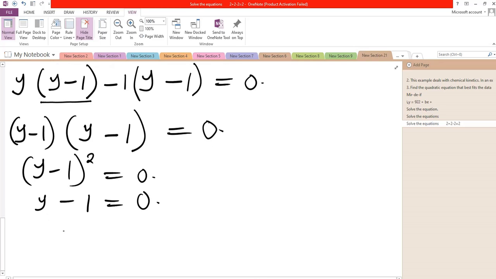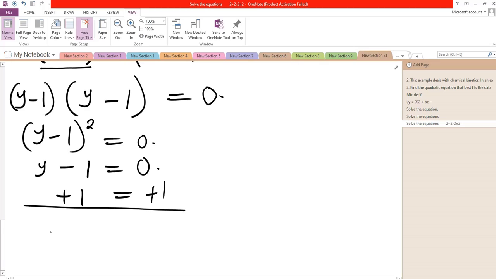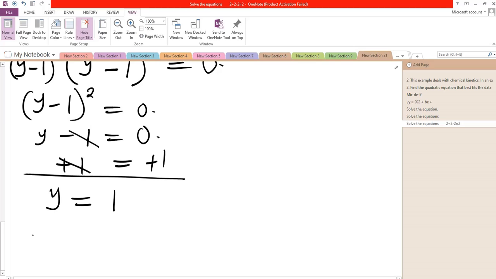Now, adding plus 1 to both sides of the equation, minus 1 plus 1 will cancel out each other. What is left on the left hand side is y, which is equal to 1. And we have assumed that y is equal to 2 raised to power x, so we have 2 raised to power x is equal to 1.